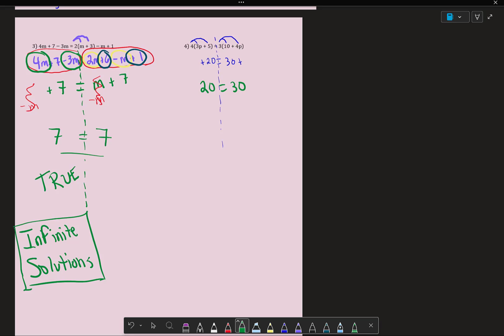And that does not make sense. That's false, which means there is no solution. There's no value we could substitute in for p in this problem that makes this equation true. And again, that's because the variables canceled out and we were left with a false statement. That's how we know.